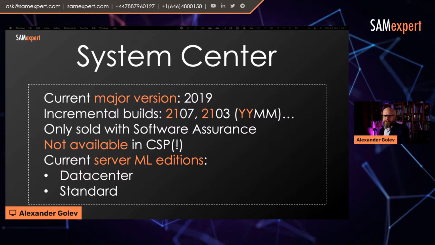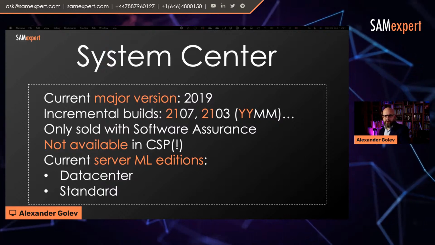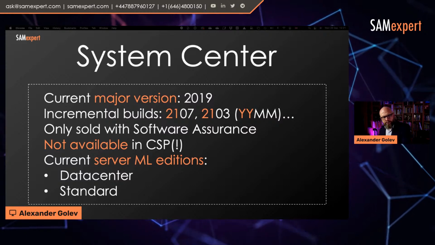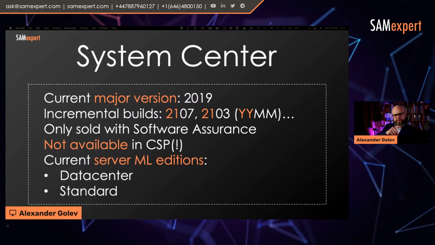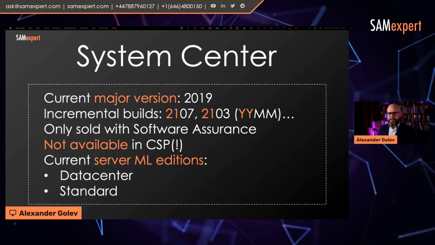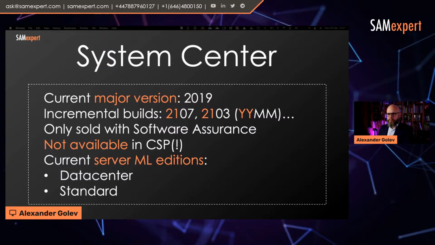So System Center, which was a surprise for me because I don't sell licenses. A year ago, I was quite surprised to learn that System Center is only sold with Software Assurance. You can't buy System Center without Software Assurance. Since when, I don't know, but right now, only with the SA. If you have contradicting information, I'd like to see that message in the chat. But as far as I check the price lists, System Center is always there only with Software Assurance.